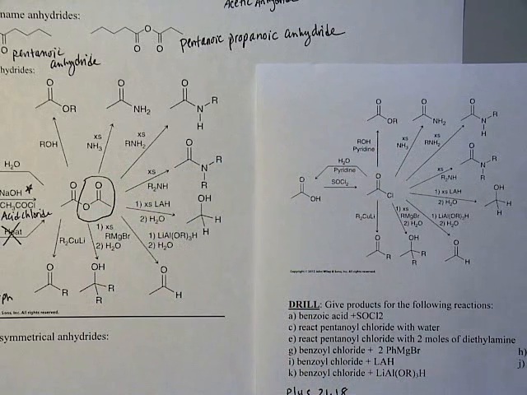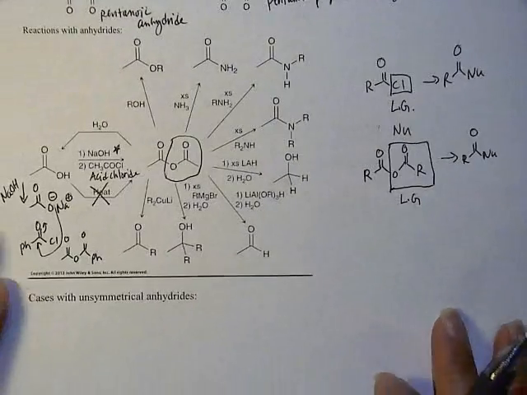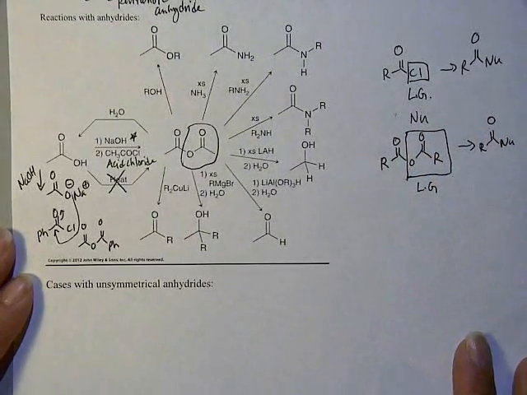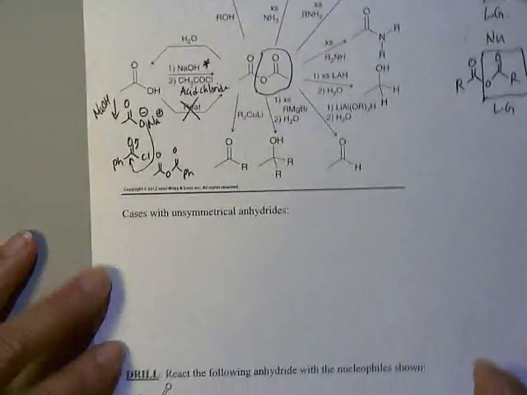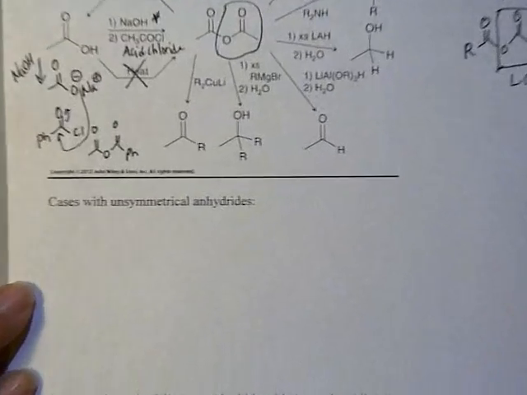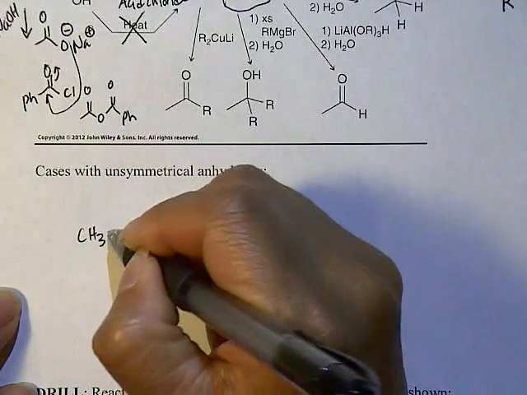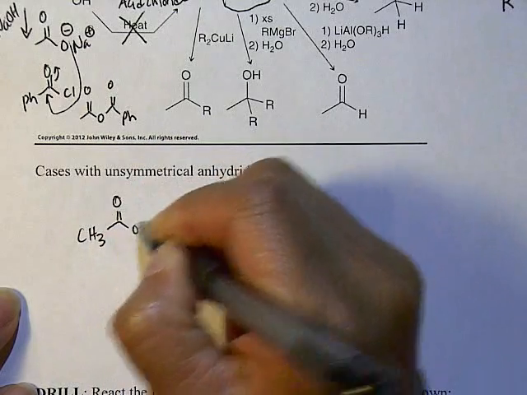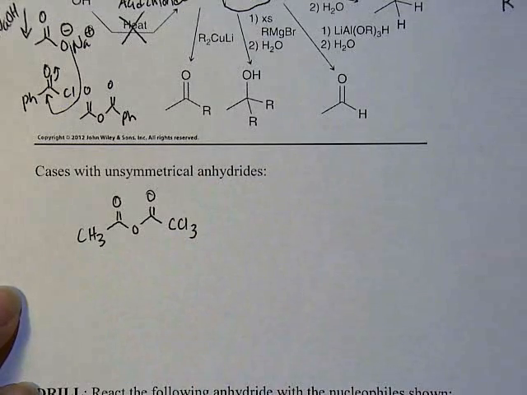So hopefully, when you do these problems, it's going to be a review for you in terms of redoing the acid chloride chemistry, except that the leaving group is much bigger. Probably the only challenging part would be if you had an unsymmetrical anhydride. So let's say we have a CH3, C-double-O, O, C-double-O, and then you have something like this. Unsymmetrical anhydride.